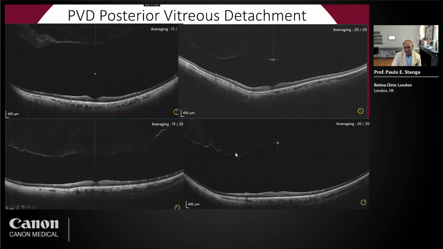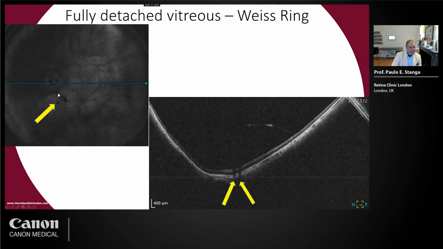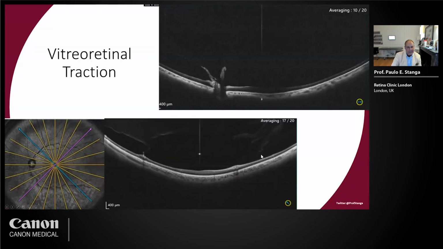You can see PVD with a corrugated posterior hyaloid. Weiss ring. You can see a Weiss ring very clearly, and you can see the shadow cast by the Weiss ring, and hence the symptomatic floaters.